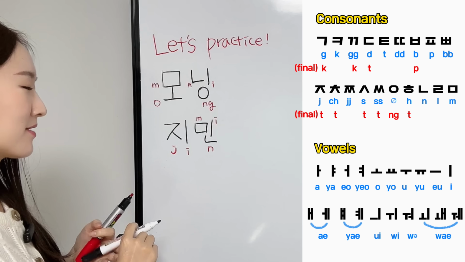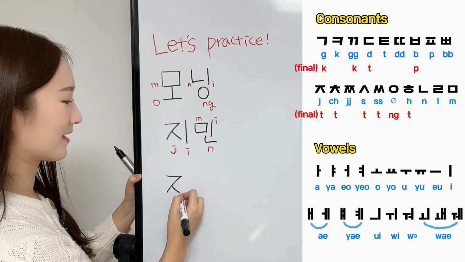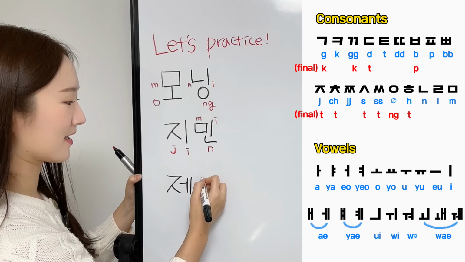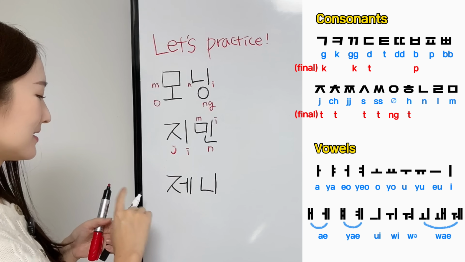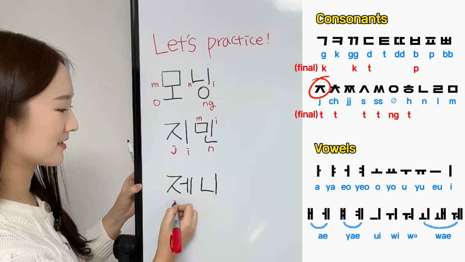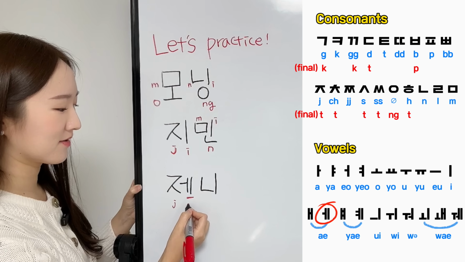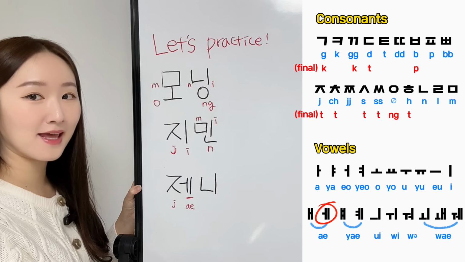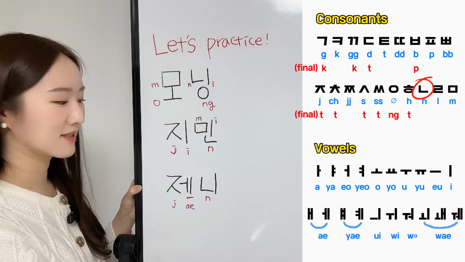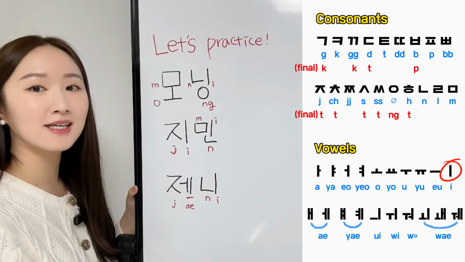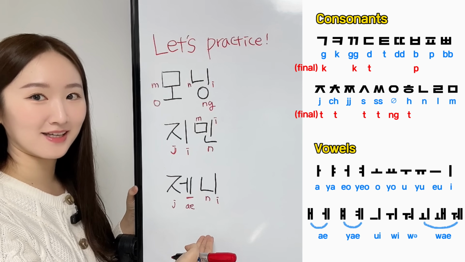And another word, the Blackpink member, Jennie, 제니. So this is J sound, j, and then this is e vowel, 제, and then N sound, n plus e. So it's 제니. 제니.